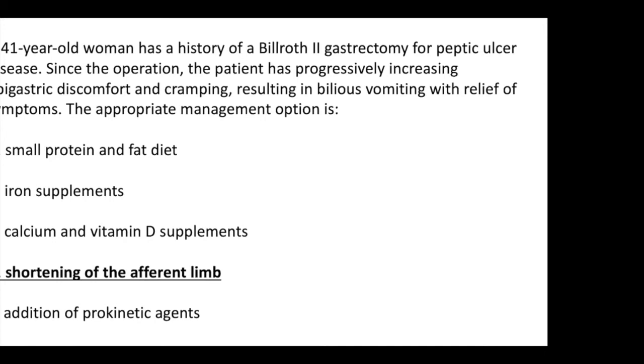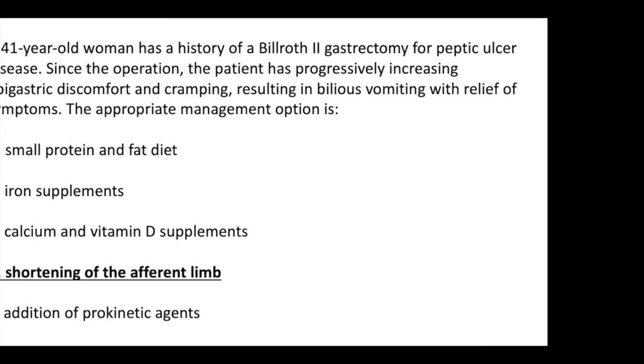We can talk about this in a specific question, but I think the point is recognition of afferent limb syndrome, and that nowadays you should do a Roux-en-Y. I think that would be on the test. It's probably just another question. Basically, the recognition is that you have positional obstruction, then you get a high volume bilious vomiting and relief of symptoms, and that's afferent limb syndrome. And this is the depiction of the Billroth II.